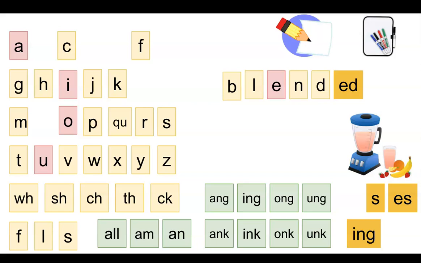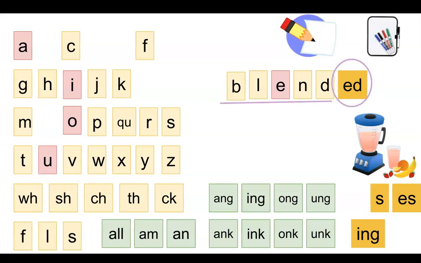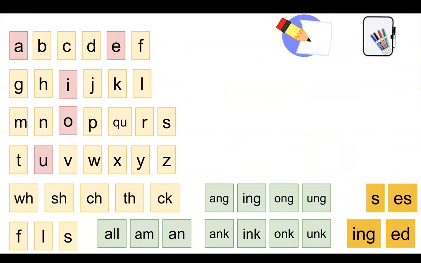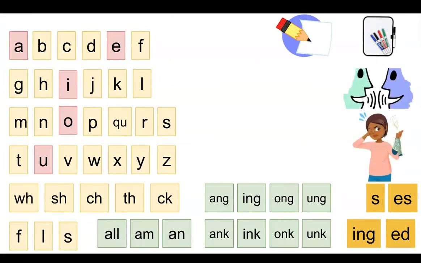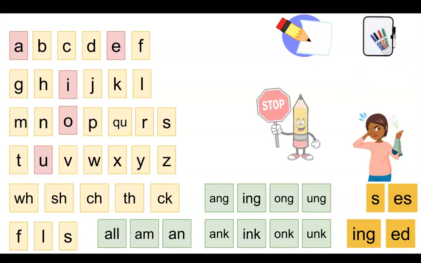My dad blended strawberries and bananas into a delicious smoothie. Can you underline the base word and circle the suffix in this word? Great work! Blend is the base word and ed is the suffix. Here's your next word. I say it, you say it. Smelling. What's the base word in the word smelling? Right, smell. Pause the video so you can tap and write smell, then add the suffix to make it smelling. Press play when you're ready to continue.